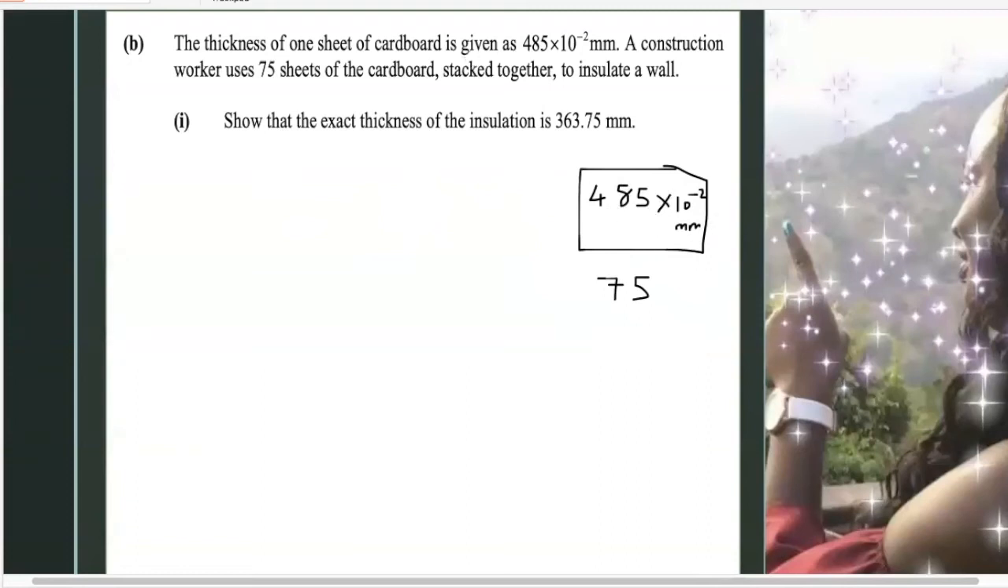So multiplying, this is what we are going to do. We're going to have 485 times 10 to the minus 2, because this represents the thickness of one sheet.